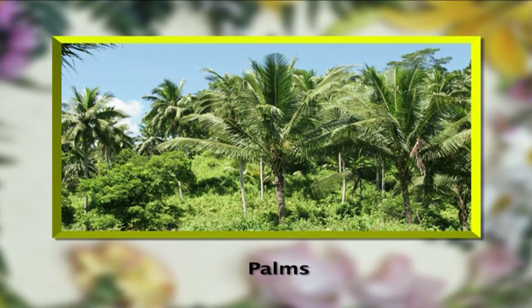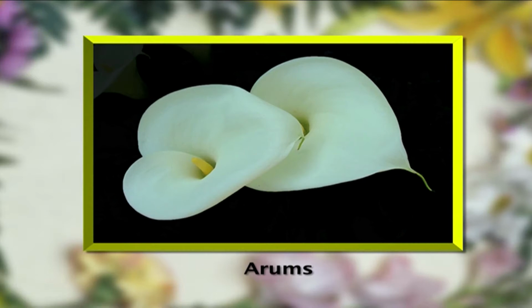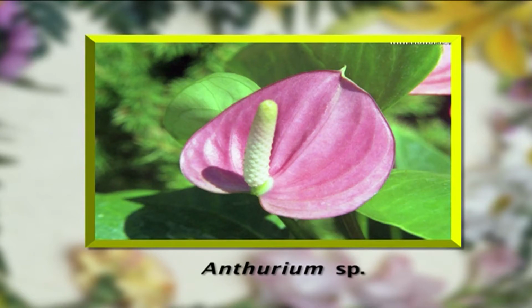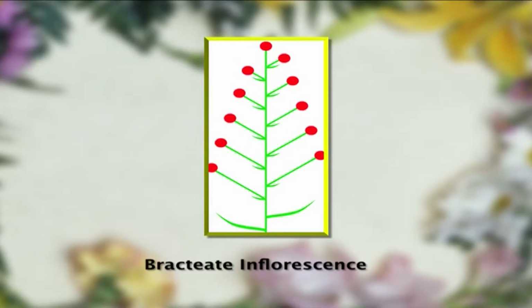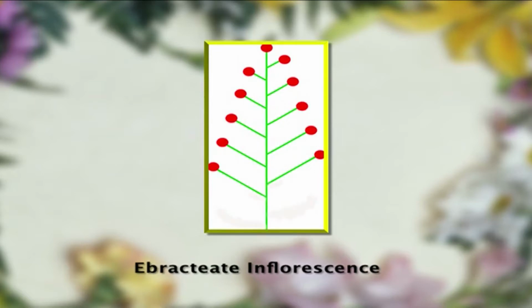In certain plants, especially the monocotyledons like palms and arums, a large bract forms a sheath to enclose the flower cluster. This bract is called spathe. The spathe is usually petal-like and showy, as we can see in anthurium. Based on the presence or absence of bracts, inflorescences are termed as bracteate or ebracteate respectively.